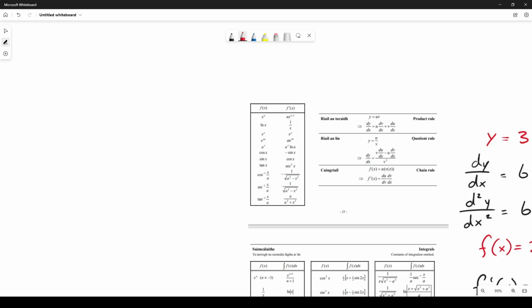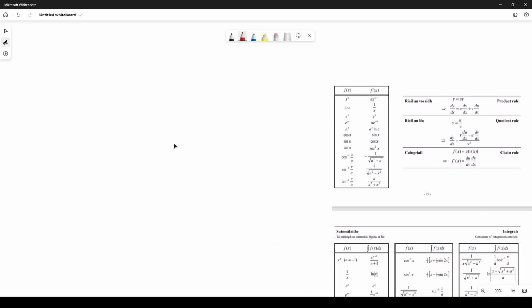The chain rule, good lord. Basically, the chain rule is if you ever see anything that looks like it belongs here, but everywhere the x is, there's something more complicated. Like for example, let's say the ln of x. Imagine they had a ln of 2x plus 7. Or for the sine, they had sine of 3x squared minus 16.